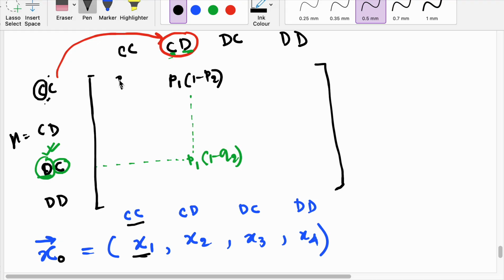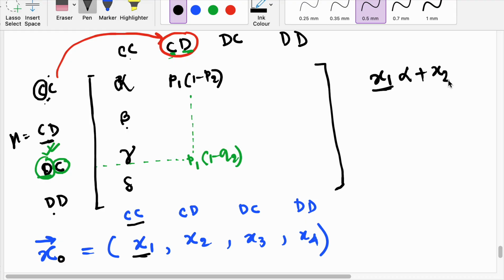There is some probability that I will go from CC to CC, suppose this is probability alpha. From CD to CC, the transition probability is beta. From DC to CC, the transition probability is gamma. From DD, again there is a probability to go to CC in the next round, that is delta. Then my probability of being at CC in the next round should be: I was in CC with probability x1, and with probability alpha I will go again to CC.